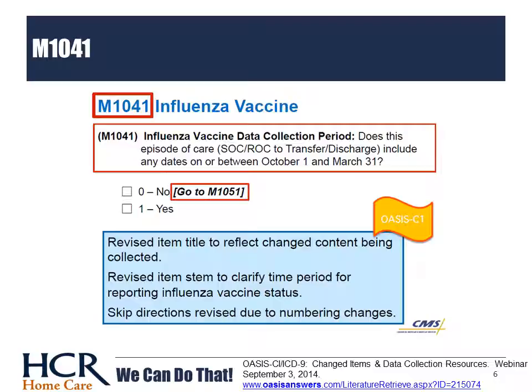So this item has been reworded, so the question will now read, does this episode of care, start of care/resumption of care to transfer/discharge, include any dates on or between October 1st and March 31st. If you indicate any part of the episode occurred between those dates, you will respond yes, and will be moved to the next question about if the patient received or did not receive the vaccine. If you indicate any part of the episode did not occur between those dates, you will respond no, and no further questions about the influenza vaccine will be asked.